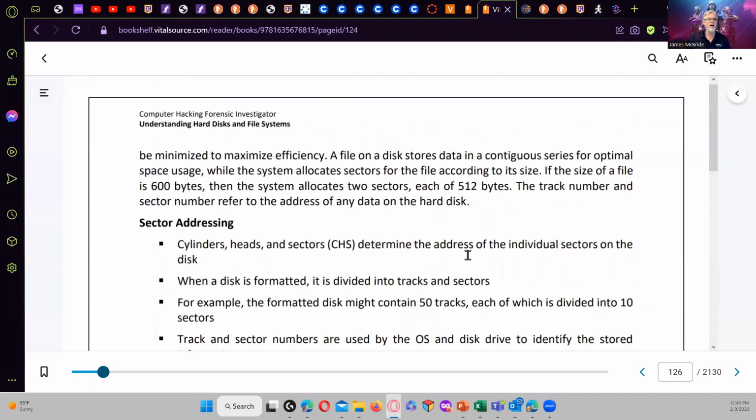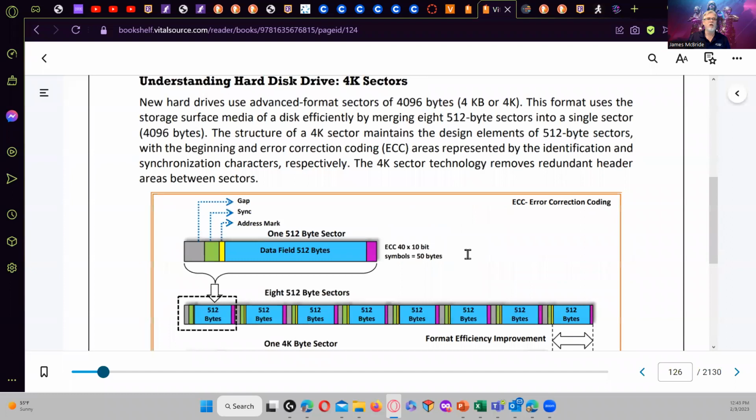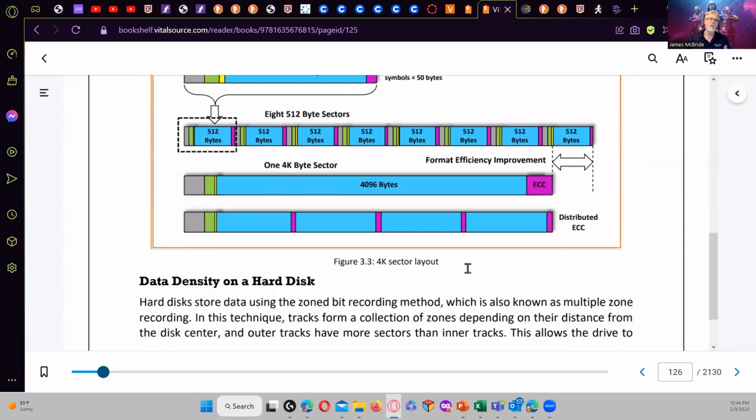So they actually have those sectors kind of broken down. When they break down a sector, this is usually what it is: sector, sector, sector, sector, sector, right? That's the way it's broken down. But now a lot of the newer drives are doing this 4K byte sector, just one whole sector.